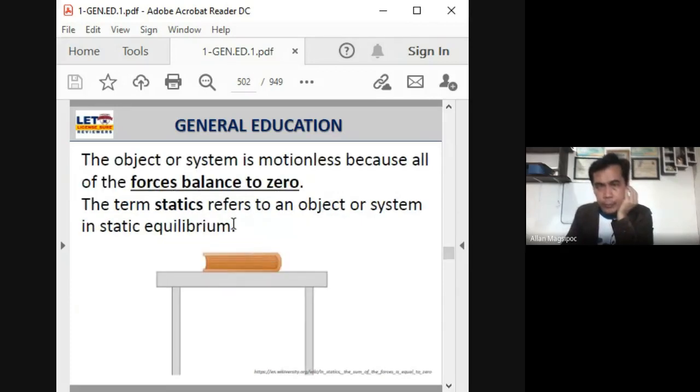So, looking at the book on the table, yung system nilang dalawa, yung book on the table, is motionless because all of the forces are equal to 0. Statics ang tawag dyan. Anong force ang ini-exert ng book sa table? Downward, di ba? Ano namang force ang ini-exert ng table sa book? Upward, di ba? Because of yung stand ng table. Kaya naging equal ang kanilang forces.